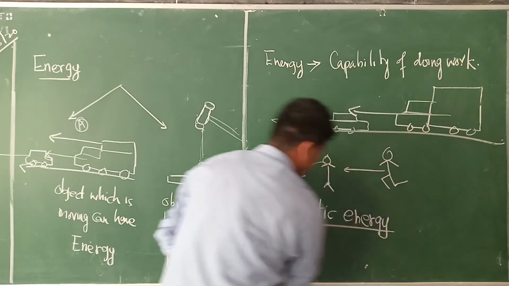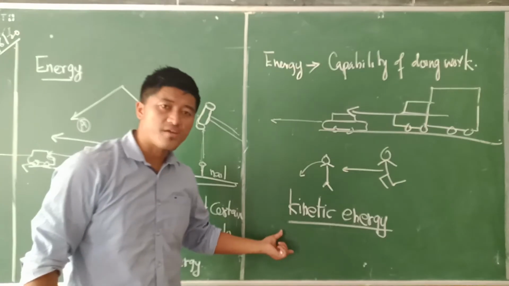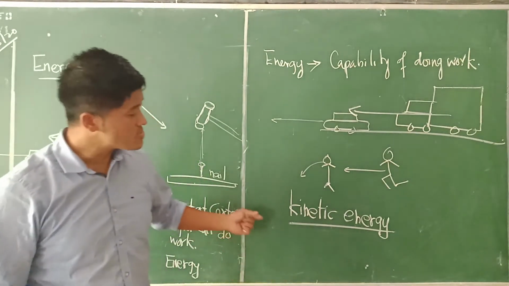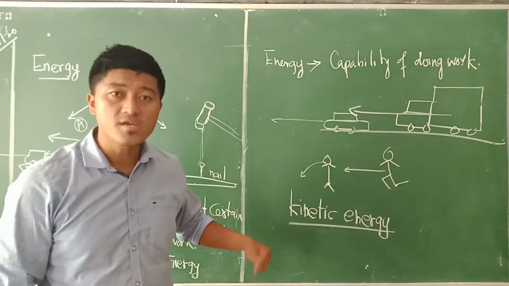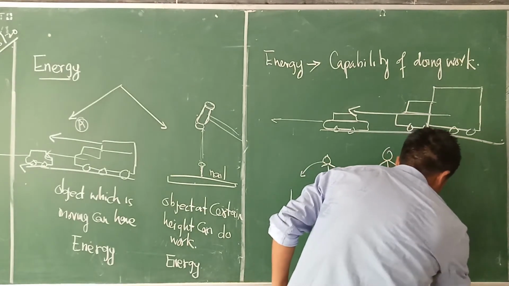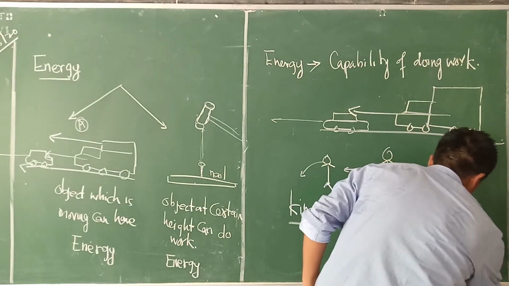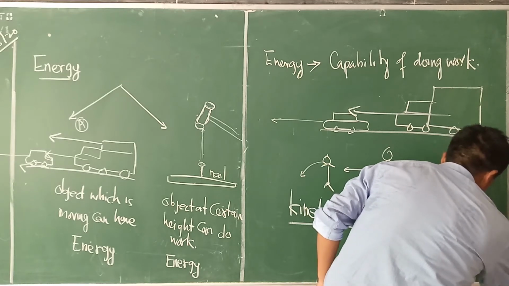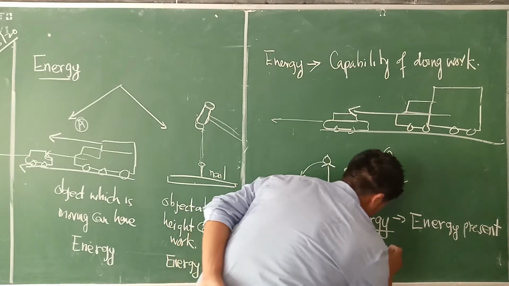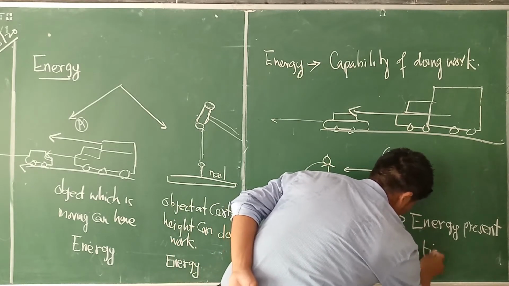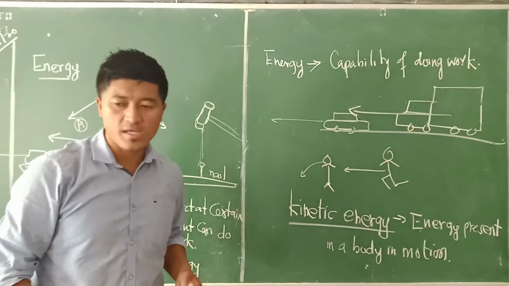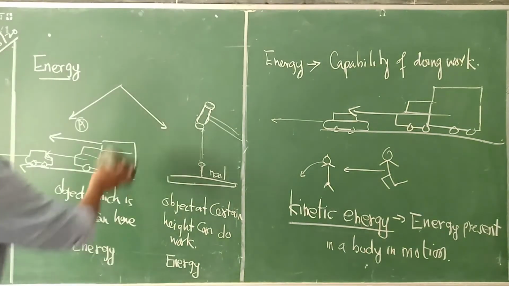Kinetic energy. In short, how do we define kinetic energy? It is the energy present in a body in motion. Or else you can also write: energy possessed by a body in motion, right? Understand? Energy present in a body in motion. Now let us proceed.